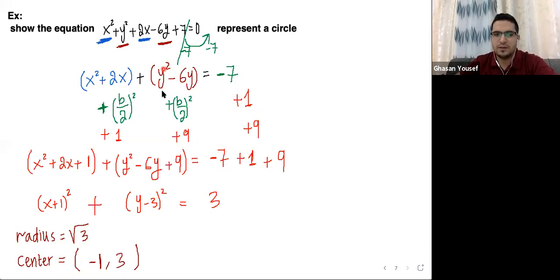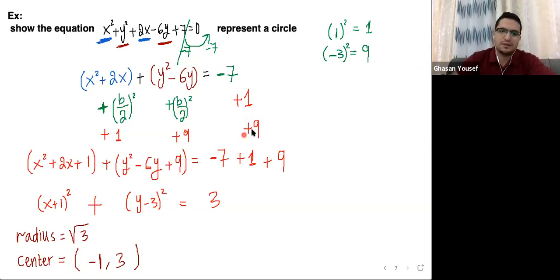Also, I have to complete the square for the y variable. I have to add (b over 2) squared. The b here is minus 6. Minus 6 over 2 is minus 3, squared. Minus 3 squared is 9. And here 2 over 2 is 1. The 1 squared is 1. So I should add 9 for both sides, 9 for this side and 9 on this side.